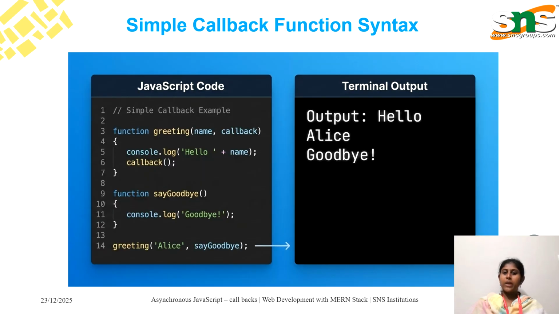Let's understand the basic syntax of a callback function. In this pattern, one function takes another function as a parameter. After completing its task, it calls the passed function. This approach allows us to control when and how a function executes, especially for delayed or asynchronous operations. Callbacks are easy to understand when the logic is very simple and straightforward.